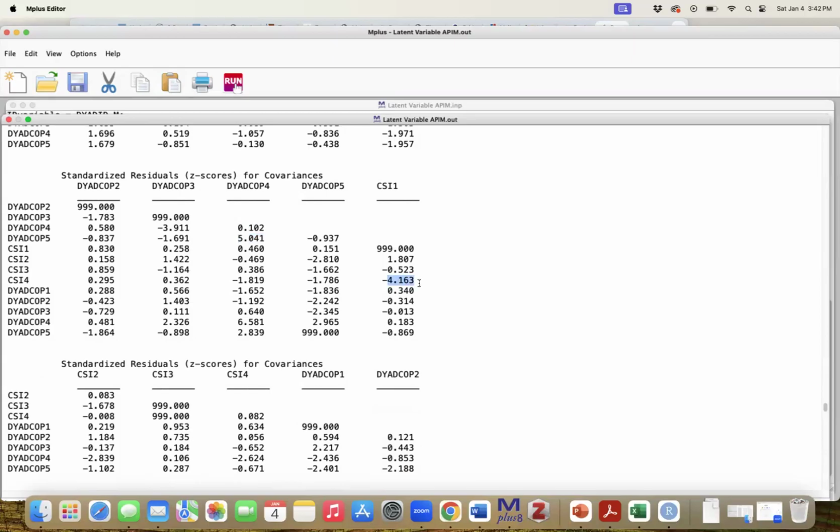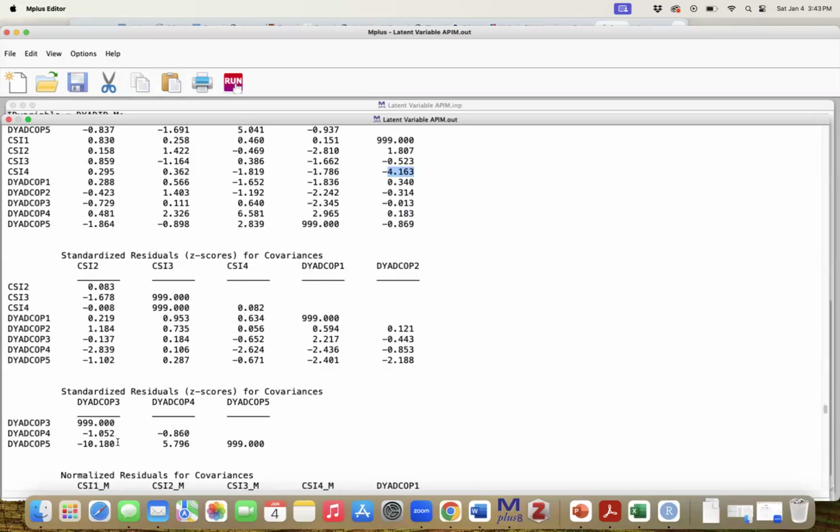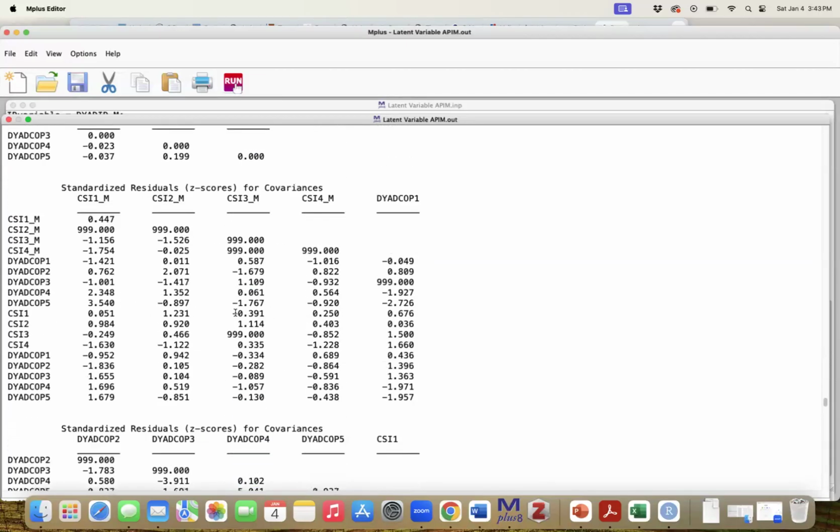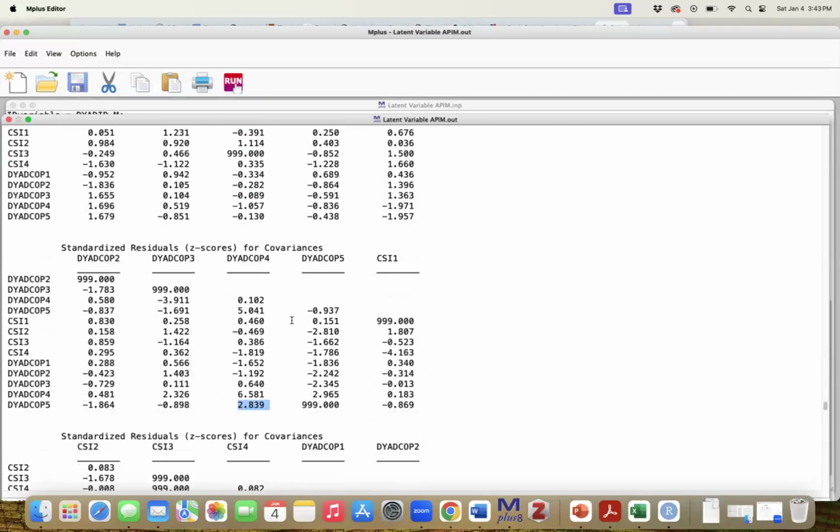Here we got this one too, CSI 1 and 4. It's underestimated. And we got a couple of big ones down here with dyadic coping 5. So I'm sensing a theme that dyadic coping 5 isn't behaving all that well. It's got two large values right here and another one right here. You can see here, negative 2, negative 2, negative 2, negative 2. There's something going on with this item.